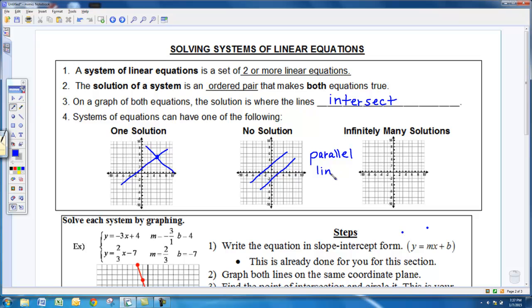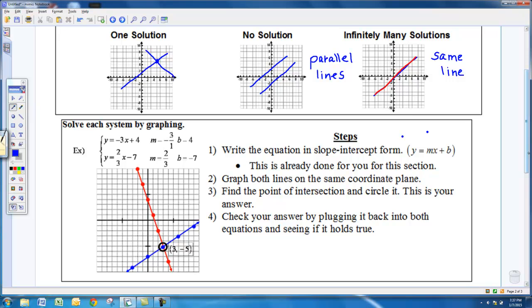So a system with parallel lines has no solution. Then we could have a system of equations where the two lines coincide or lay one right on top of the other. These lines intersect at every single point, so we say that the system has infinitely many solutions. So when the two lines are the same line, the system has infinitely many solutions.